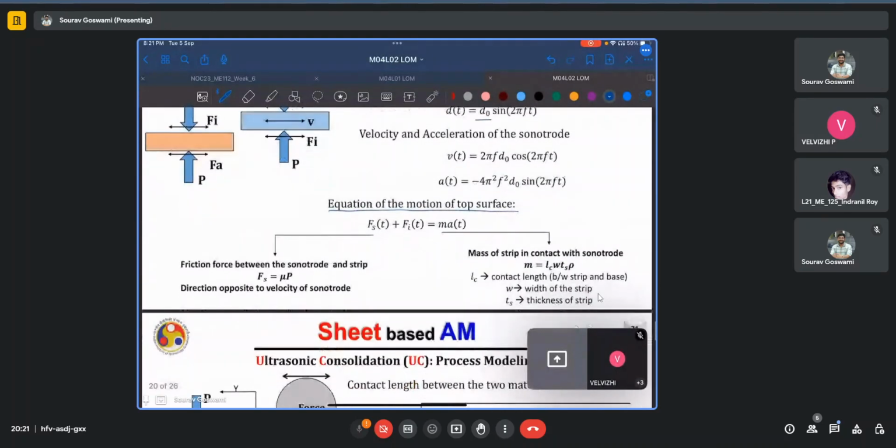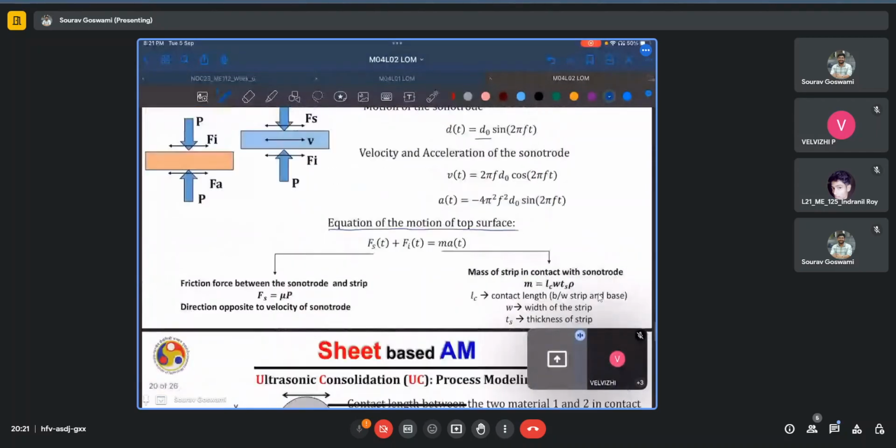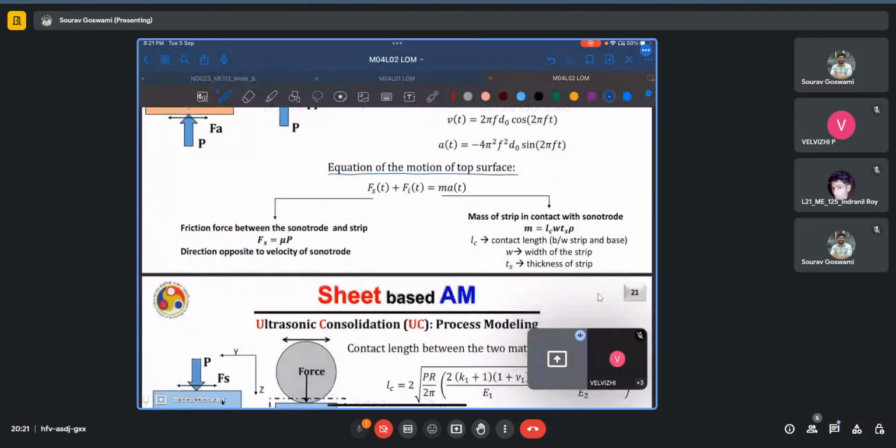The mass of strip in this case can very easily be calculated from the critical length or the length of contact that we just discussed multiplied by the width of the strip and the thickness of the strip. This gives us the volume which is in contact with the sonotrode. And once we multiply that volume with the density, we obtain the mass.